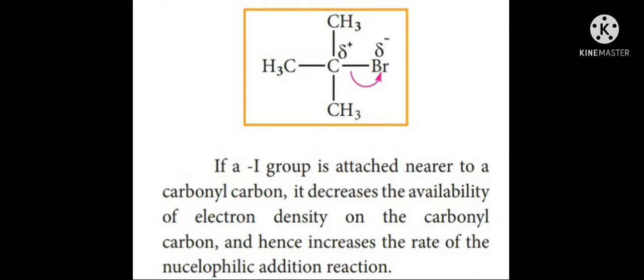In this tertiary butyl bromide, bromine is the minus I group. It is attached to the carbon. Hence, the bond between carbon and bromine is polar. Hence, partial negative charge is created in bromine and partial positive charge is created in carbon. Therefore, a nucleophile with negative charge may attack the polarized carbon and reactivity is increased.